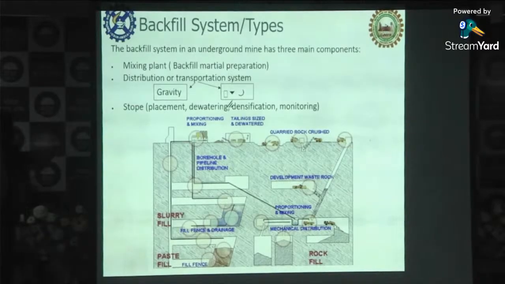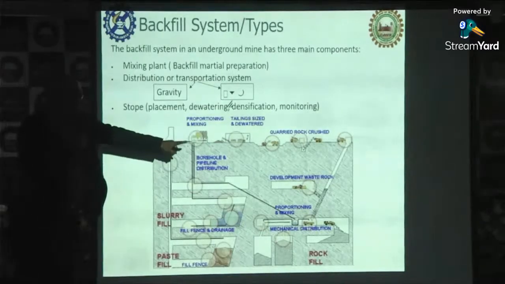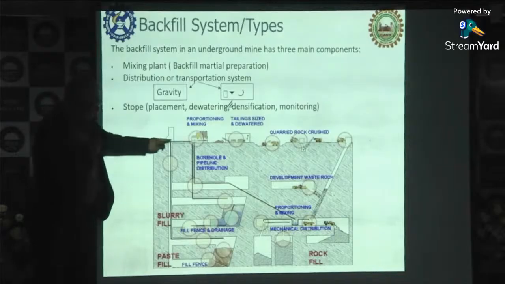The monitoring part usually consists of monitoring both the paste plant as well as the barricades and the stopes itself. So, this is a brief schematic description of different types of backfill. So this is the rock fill, this is the hydrofill, and this is the paste fill.